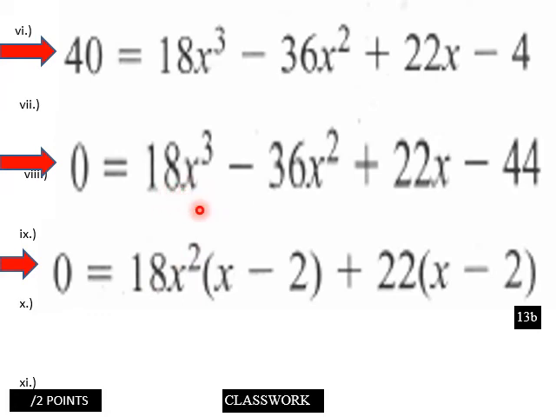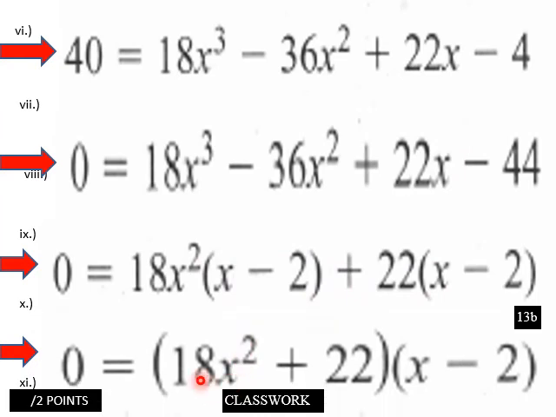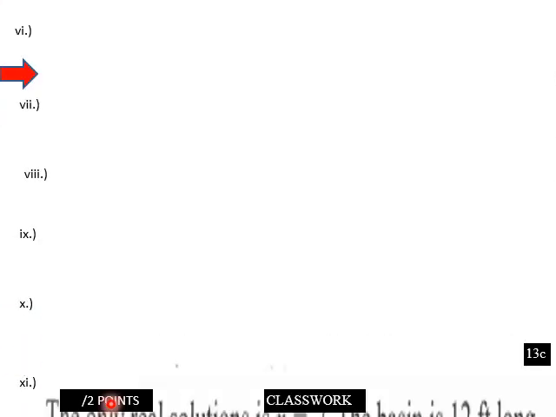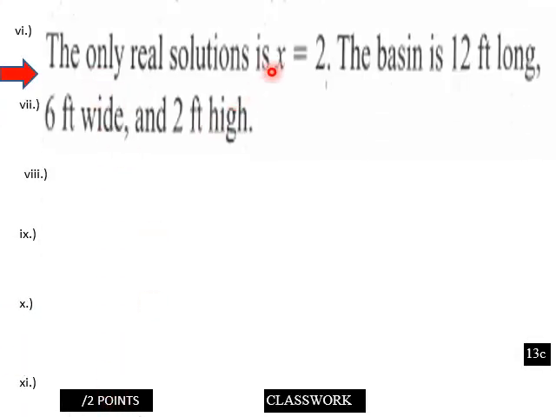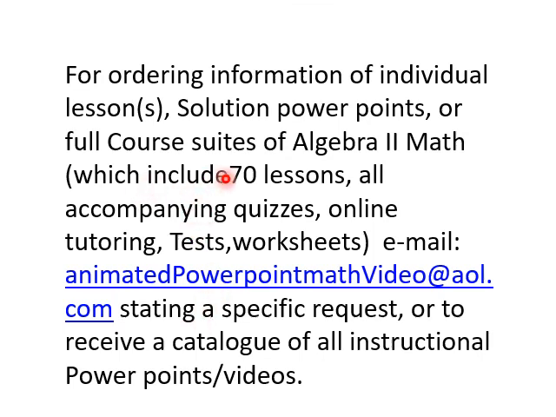We factor by grouping here, 18 out of these two terms here, and then factor out 22 out of this, we get x minus 2, x minus 2. And then we put together 18x squared and 22, and then we have x minus 2. Here's a solution here. So when we do that, the only real solution in that situation is 2. So therefore, plugging that back into the original polynomial, the basin will be 12 feet long, 6 feet wide, and 2 feet high. And that was lesson 2.4, part 2.